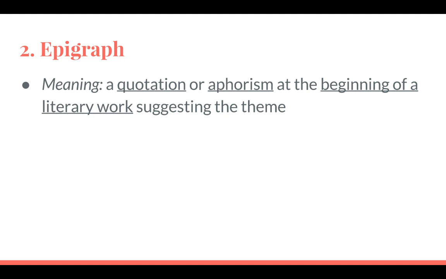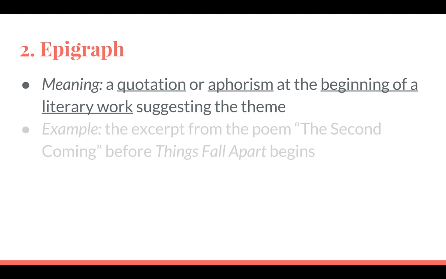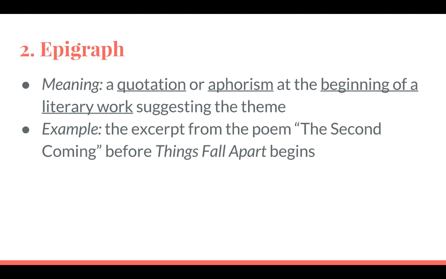Our second term is an epigraph. This is a quotation or an aphorism, which means a short piece of writing, at the beginning of a literary work that suggests the theme. For example, we'll talk about this more in class, the excerpt from the poem The Second Coming that shows up before Things Fall Apart would be an epigraph.